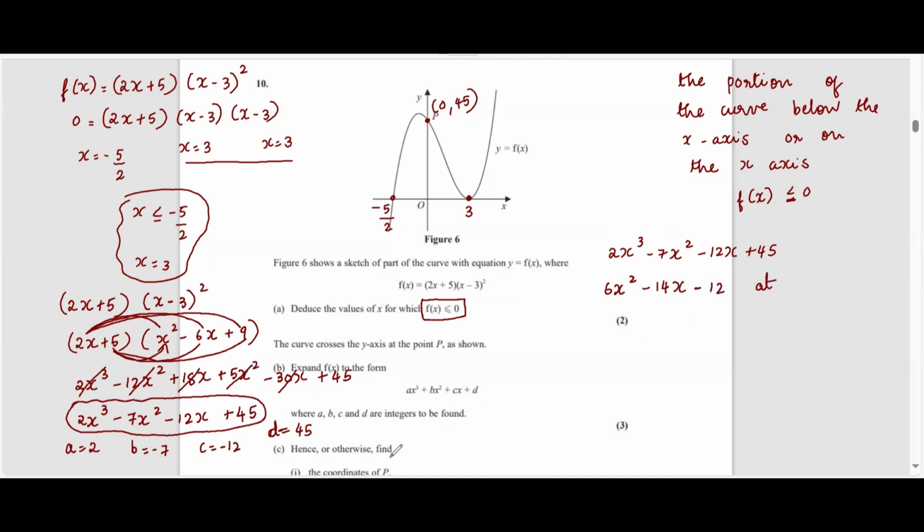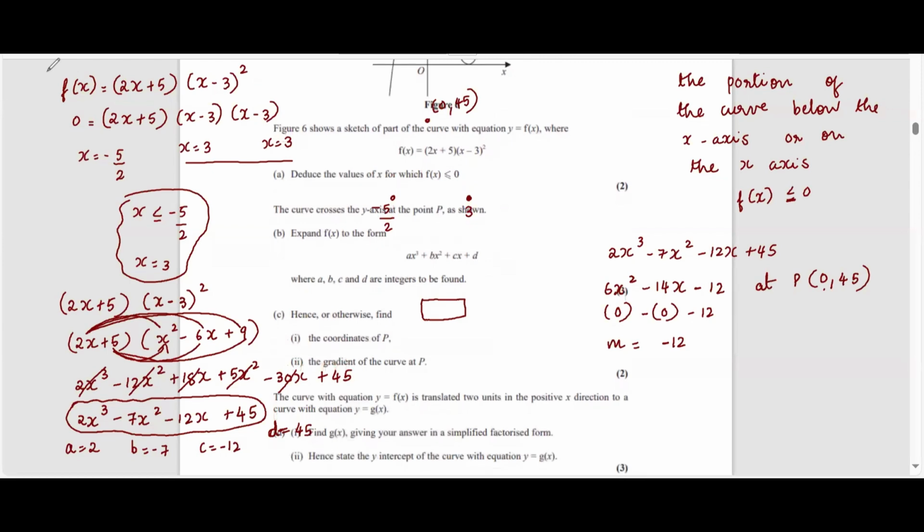It's given that at P, we already know the coordinates, that is P is (0, 45). Gradient will always be a number, it cannot be an expression. So what we have to do is just take the x coordinate and substitute it here. So x is 0, so 6 into 0 is 0, minus 14 into 0 is 0, minus 12. So this is basically minus 12. So you'll be getting the gradient as minus 12, a negative gradient.